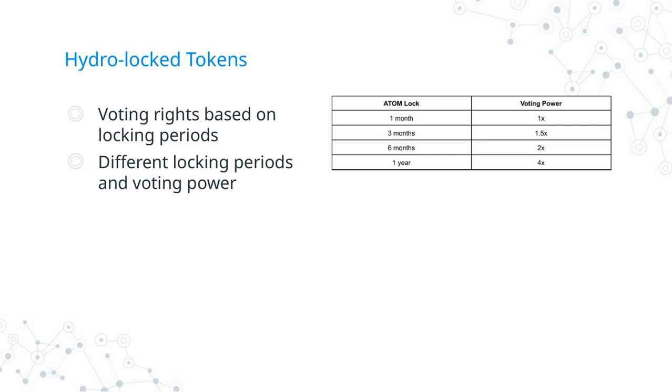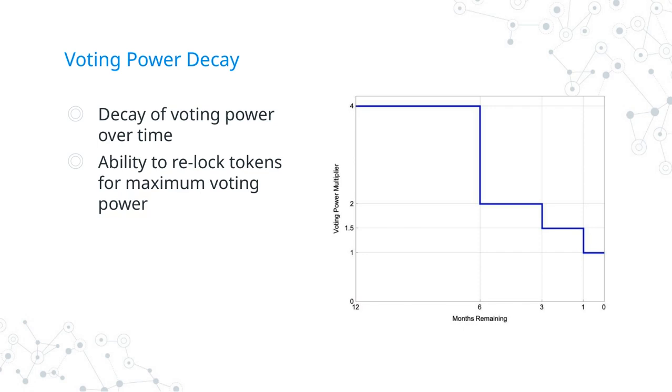Voting power is proportional to the length of the lockup. For instance, locking one atom for 1 year provides 4x the voting power compared to locking it for 1 month. Voting power decays over time. For instance, a 6-month lock's multiplier drops from 2x to 1.5x after 3 months. Users can relock tokens to maintain voting power.